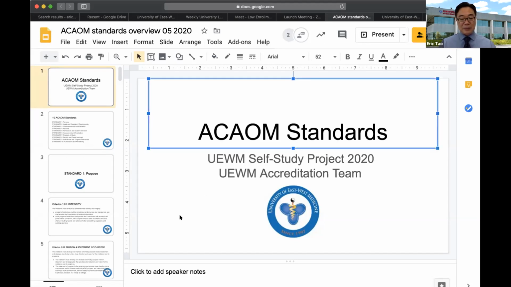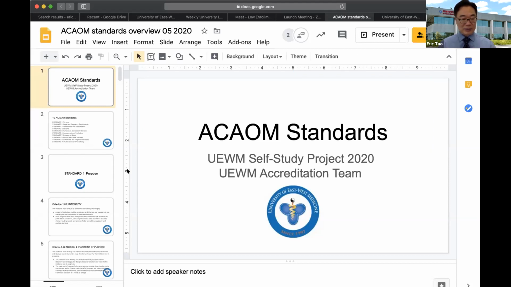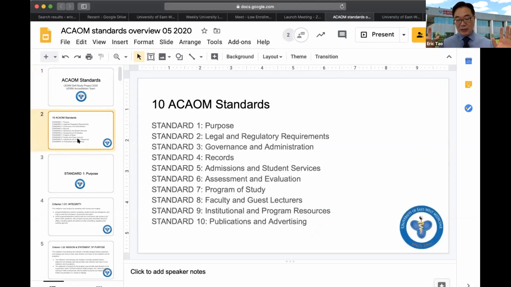The ACAOM standard, ACAOM is our accreditation agency. Their focus is traditional Chinese medicine. Their standards have ten parts. The first one is the purpose of the university. Second one is the legal and regulatory requirements of our university. Number three is governance and administration. That means what should be the board and what should be the management.